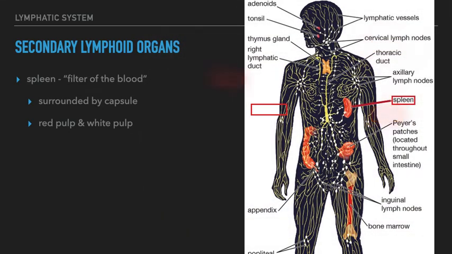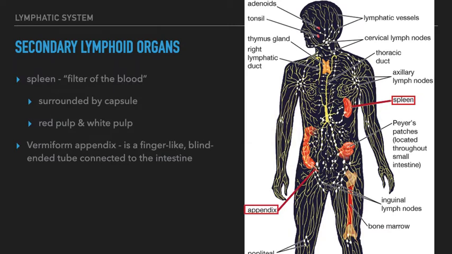Now, next we have the vermiform appendix, or the appendix. This is a tube that's connected to the cecum. The appendix has been identified as an important component of the mammalian mucosal immune function. So a lot of people used to think the appendix was just a vestigial organ, but it seems to play a very important part in immunity.